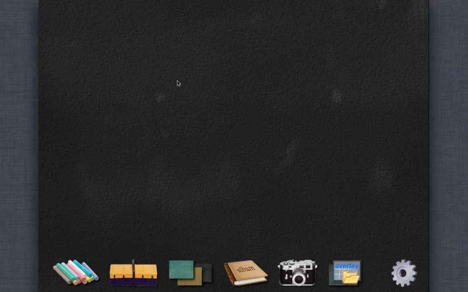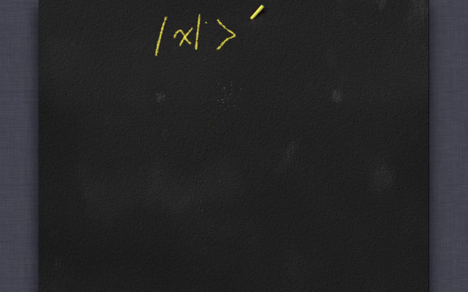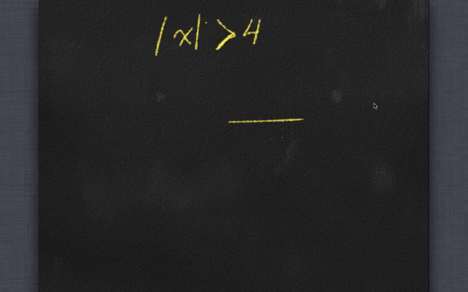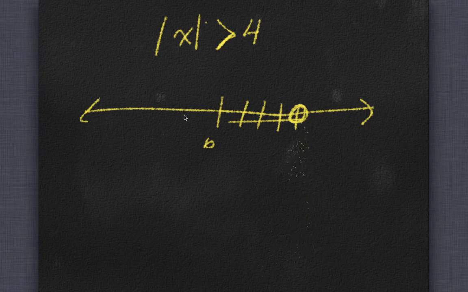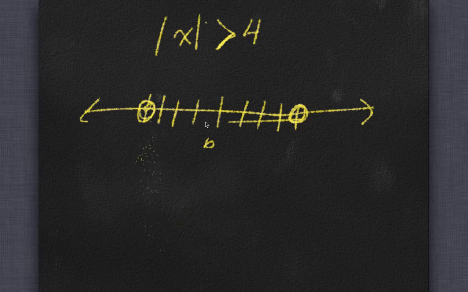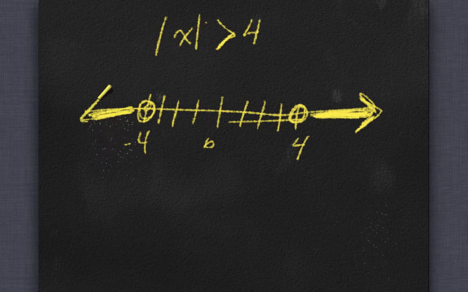So what if instead x was in absolute value greater than 4? So first of all, the greater than means I can't be 4 away. So I have to be farther away than 4. So here are the two things that are exactly that distance from 0. Those are open circles, meaning I'm not including 4 and I'm not including -4. But I've got to be farther away, so over here, or over here.